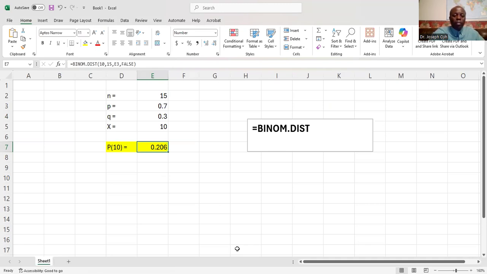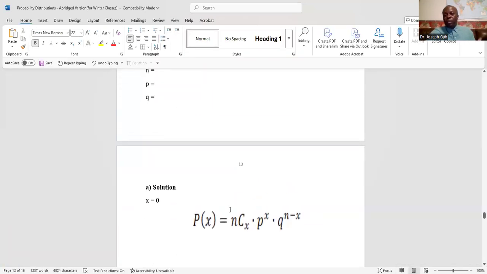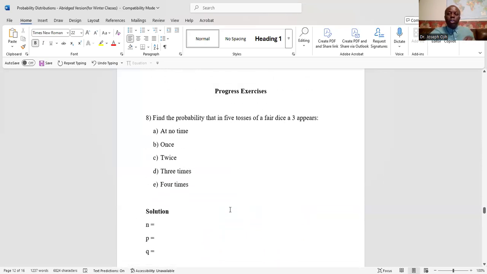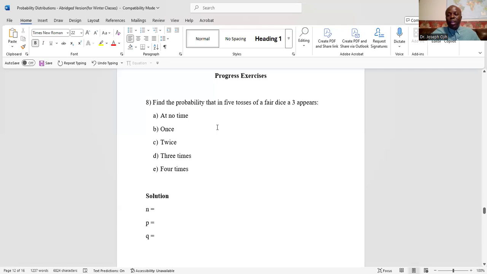Now let's do another one. Like the one I just told you, you make your choice: use the formula or use Excel. But if my question says use Excel, then you have to use Excel. Look at this question here. It says find the probability that in 5 tosses of a fair dice, a 3 appears, A, at no time, B, once, C, twice, D, 3 times, E, 4 times, which means that you're going to use this formula to find the probability that it appears at no time.